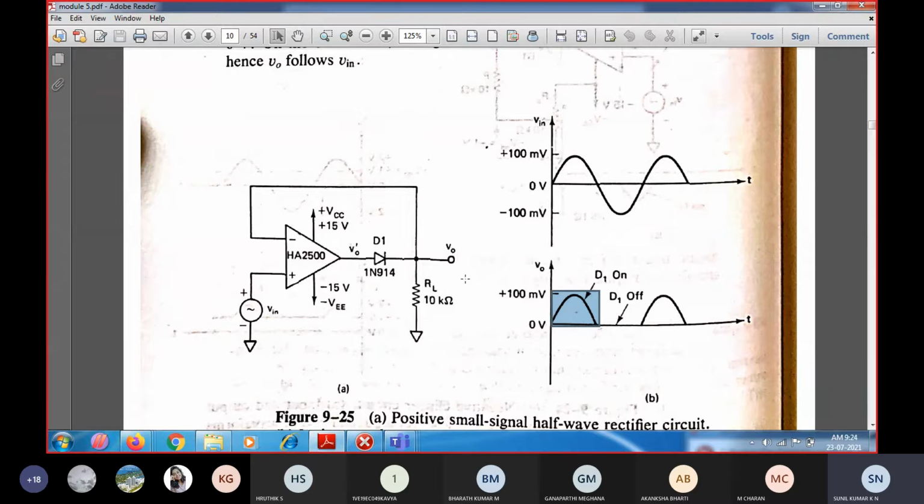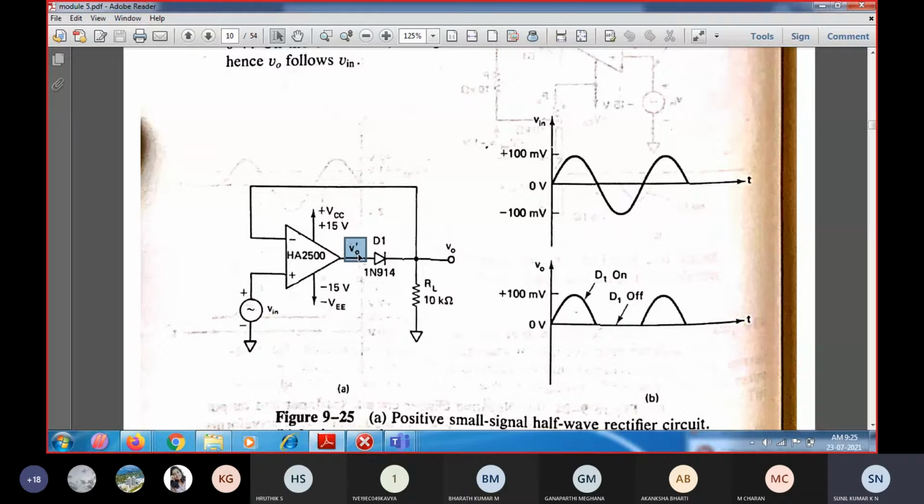Now what will happen if the input voltage is during the negative half cycle? As soon as the input goes below the reference line 0 during the negative half cycle, the output V naught dash is going to follow the same. Since the input to the non-inverting terminal is going in a negative direction, obviously the output is also going to be in the negative direction.